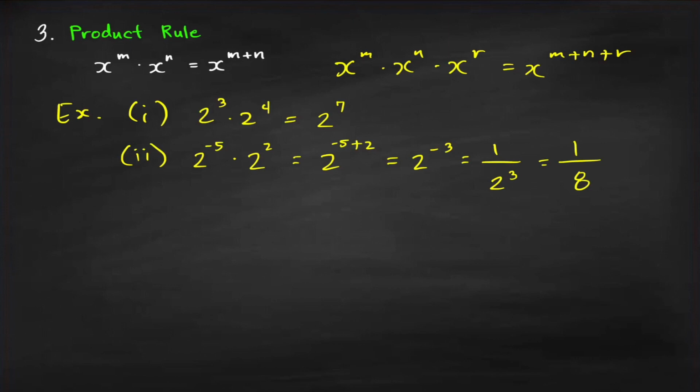And next, if you have, let's say, x times x raised to 4 times x raised to 5. In this first factor, we don't see any power. If you don't see any power, this means that the power is equal to 1. If the power is 1, we don't usually write the power 1.